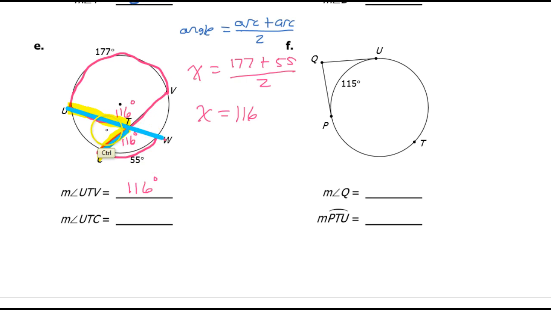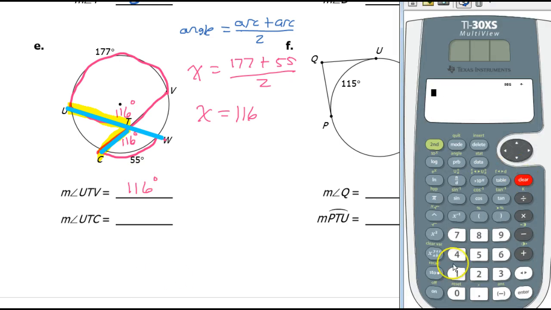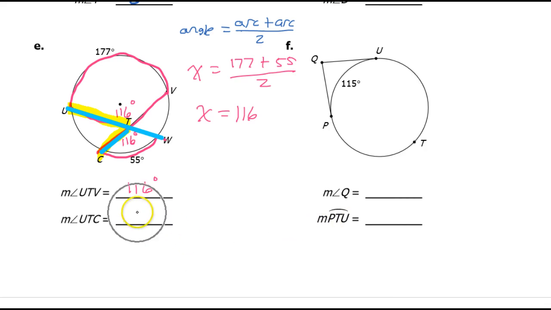So how can I find the missing side then? 180 minus 116. So put that in your calculator for me. Okay, so your answer was actually right. Yeah, it took longer. This is just a little bit quicker. So this should be 64 degrees.